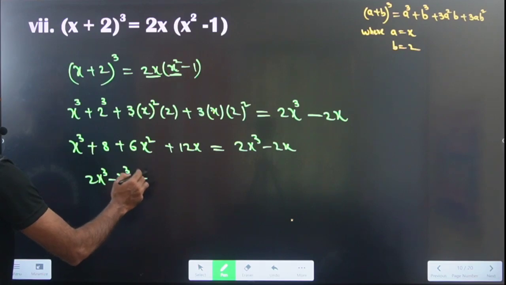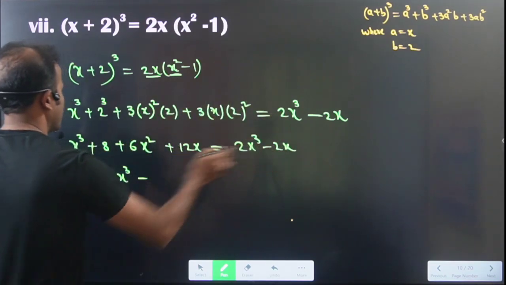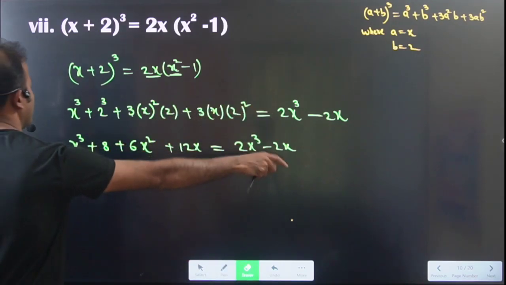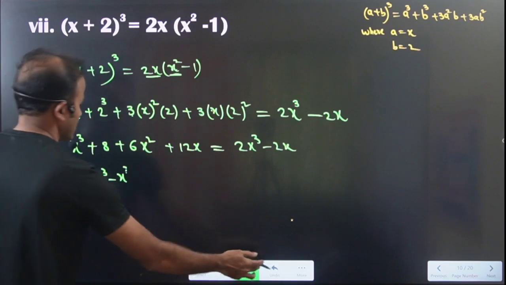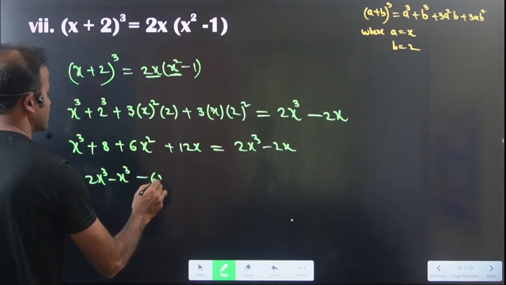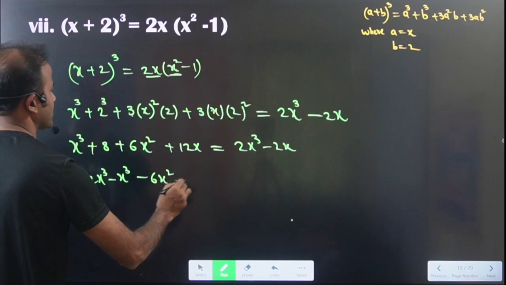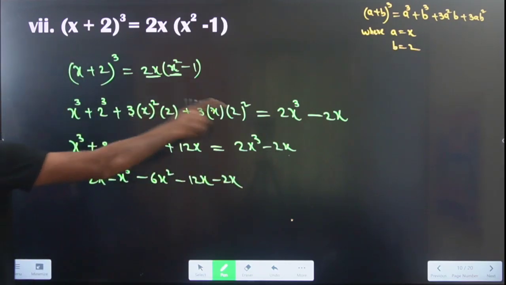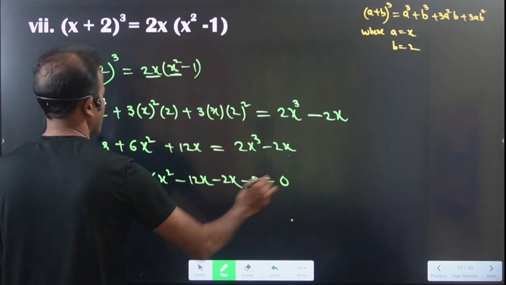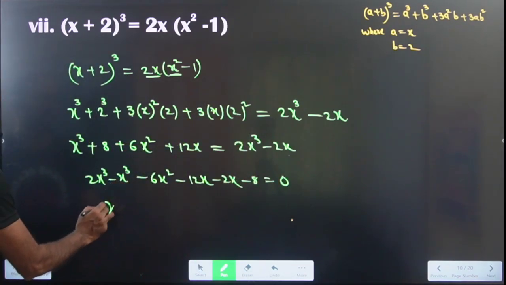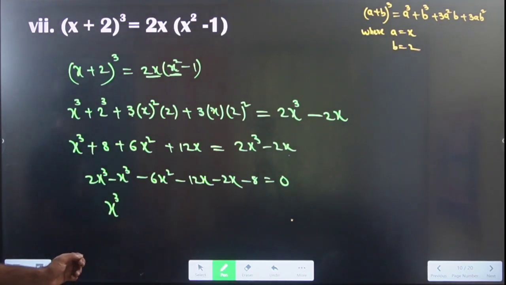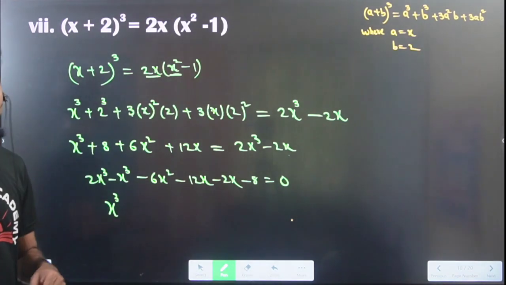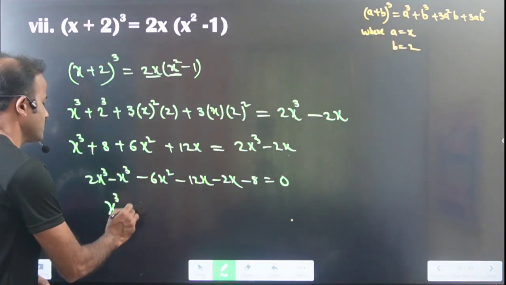Now you write the x square term. 6x square you take that side, it will become minus 6x square, right? So we can write minus 6x square, plus 12x when you take it that side will become minus 12x. Here the x term is minus 2x, and plus 8 when you take it there will become minus 8, equal to 0. 2x cube minus x cube is how much? That is x cube only, right? Minus 6x square, so I write as it is.